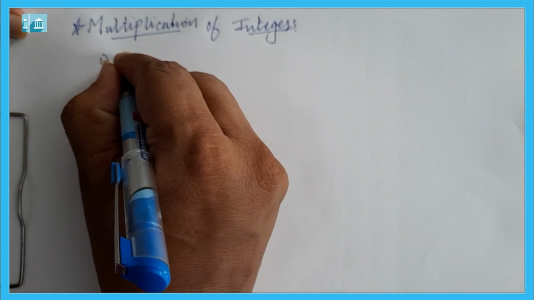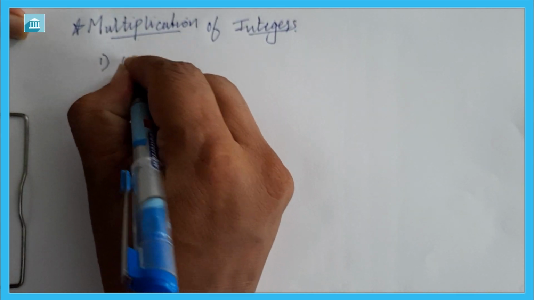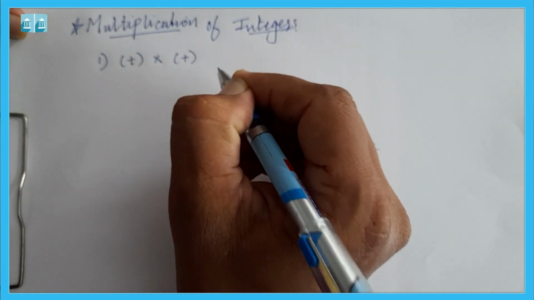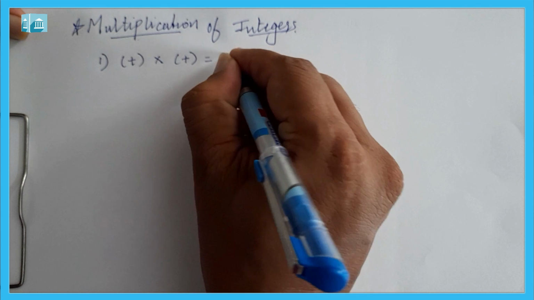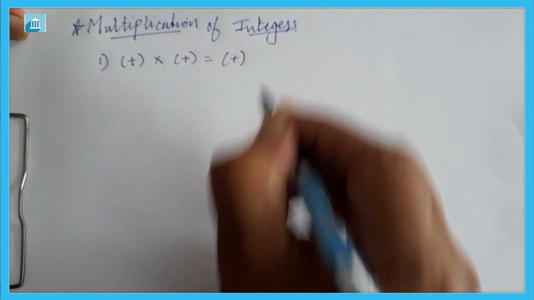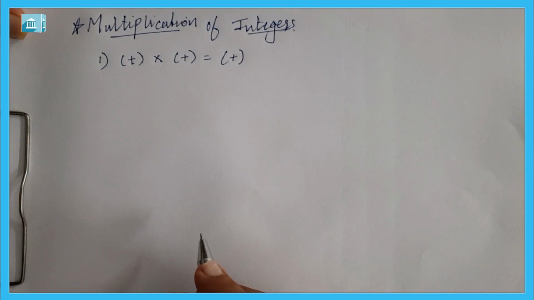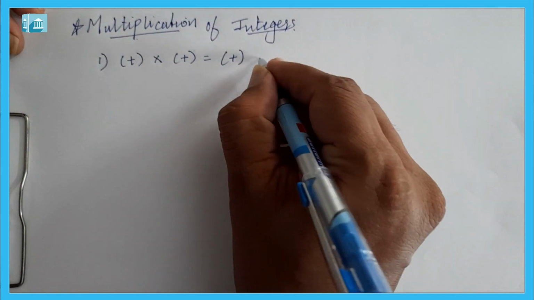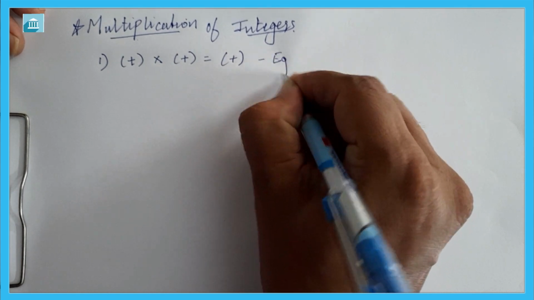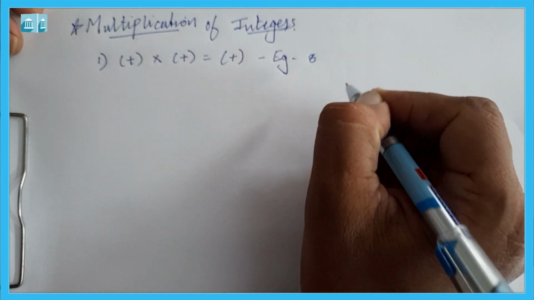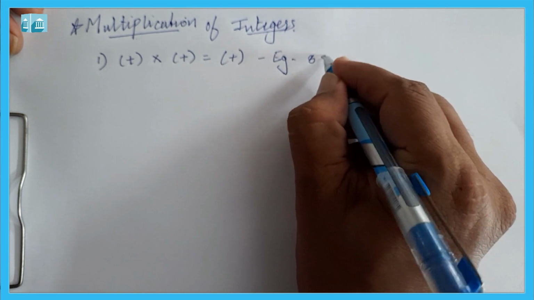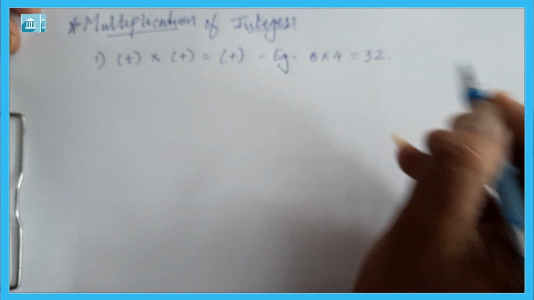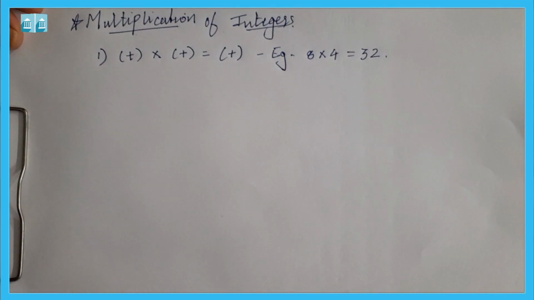Let us begin with the first. If a positive integer is multiplied with a positive integer, the result we get is always positive. For example, 8, which is positive, multiplied by 4, which is also positive. 8 4s are 32, the result is also positive.